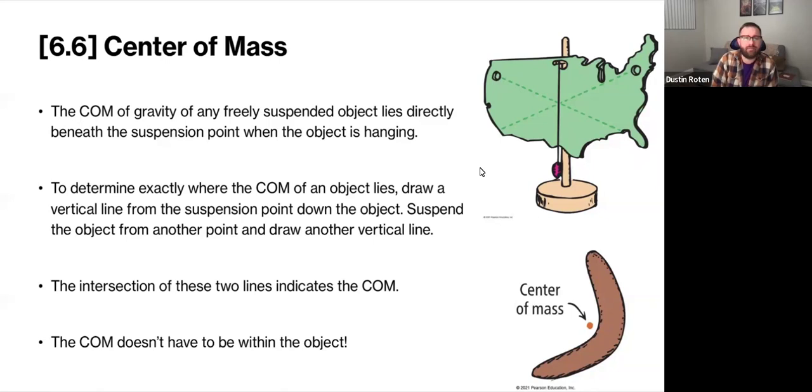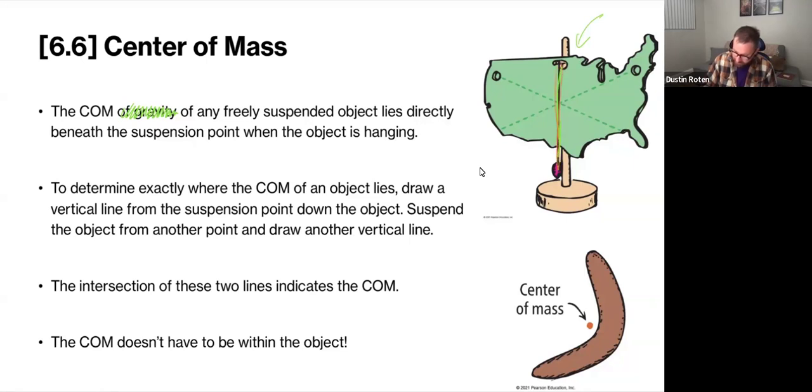The center of mass of any freely suspended object is just directly beneath the suspension point if you take any object and hang it up. This is weird, like a double word. So just the center of mass, that'll be much better to understand. The center of mass of any freely suspended object lies directly beneath the suspension point when the object is hanging. So here you can see we're hanging the US up on this point, and we're using this vertical piece of string. Let me use a different color.